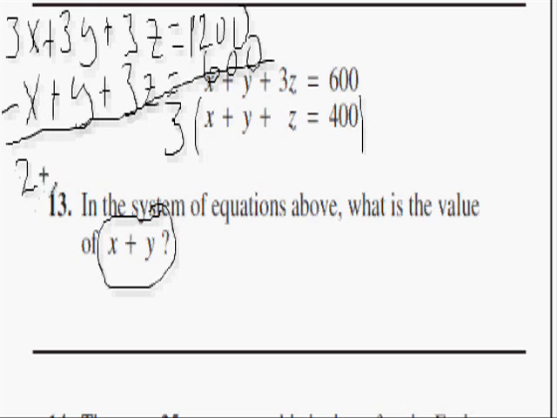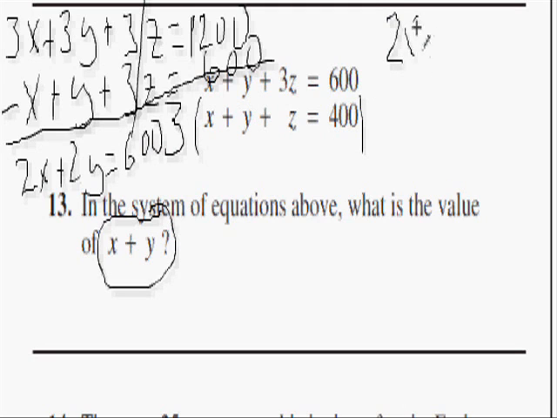3x minus x is 2x. 3y minus y is 2y. The z's cancel. 1200 minus 600 is 600. So 2x plus 2y equals 600.